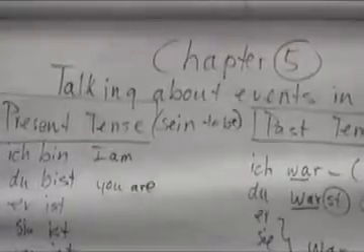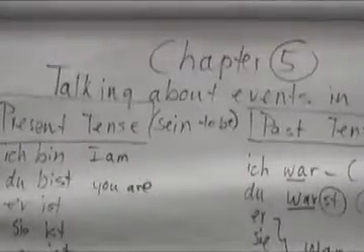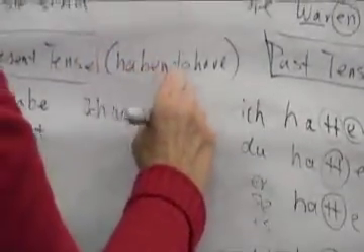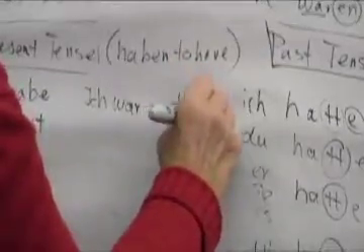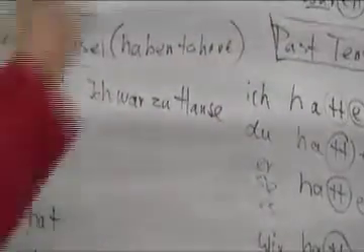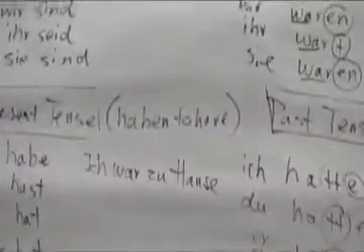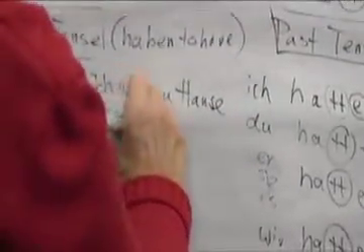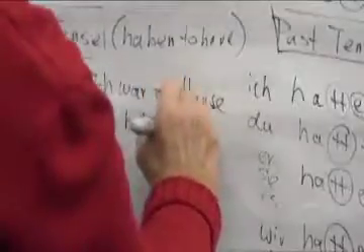So how would we say I was home? How would we say that? Ich war zu Hause. Right? I was, here it is, ich war zu Hause. I had no money. Ich hatte kein Geld.